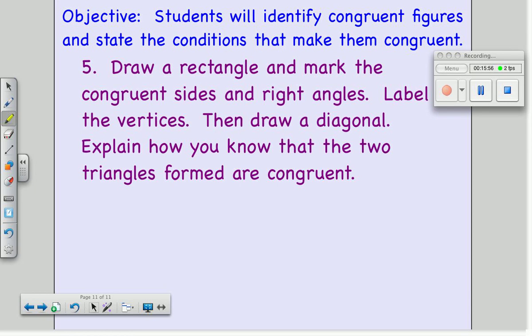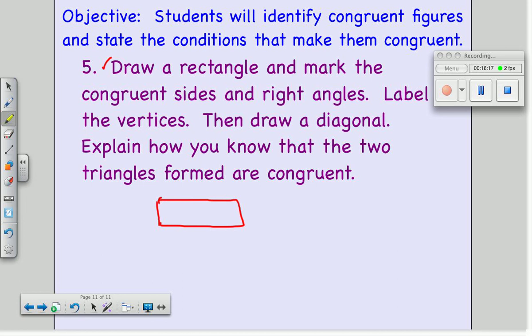Draw a rectangle and mark the congruent sides and right angles. Label the vertices, then draw a diagonal. Explain how you know that the two triangles formed are congruent. Okay, draw a rectangle. All right, I'm just going to draw a rectangle here. That's the first thing they told me to do. Got it. Check. What's my next thing I have to do?